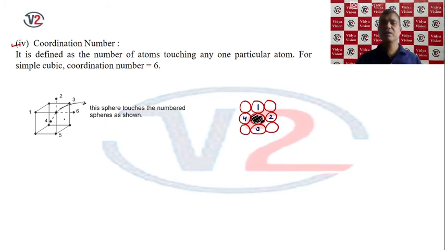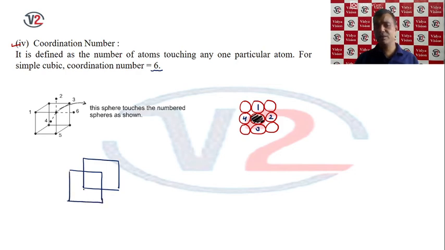But what will be the coordination number in the simple cubic arrangement? So the answer is 6. And how can we identify that this is equal to 6? We can see that a simple cubic 3D arrangement is obtained from the hexagonal 2D arrangement. So I will explain to you how it is 6.